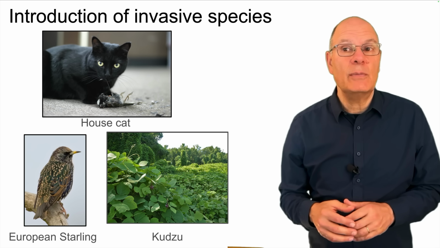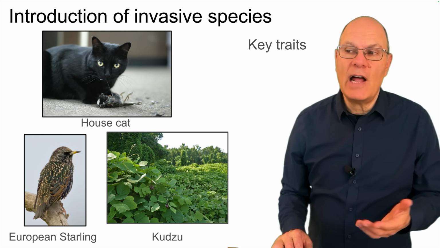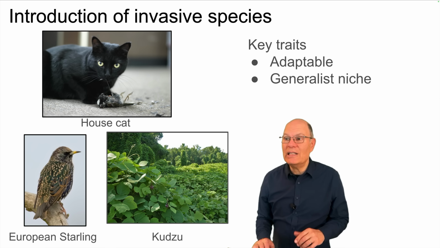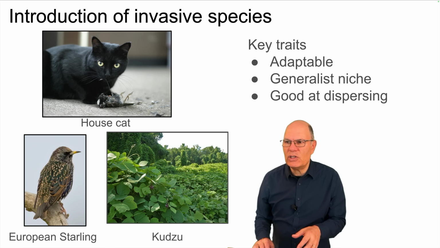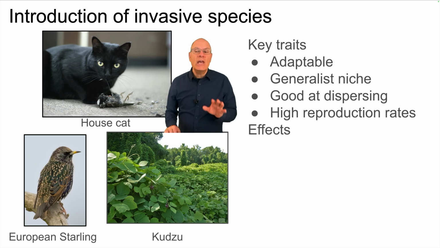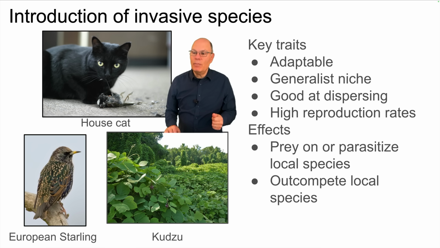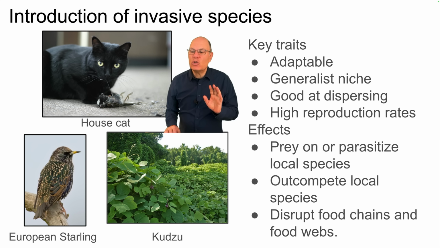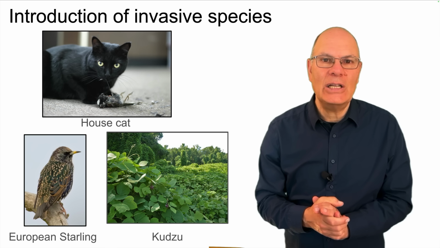Another cause of ecosystem disruption is the introduction of invasive species. Invasive species have the following characteristics. They're highly adaptable. They tend to be generalists in terms of their niches. They can figure out many ways to survive. They're good at dispersing themselves. They have high reproduction rates. Their effects include preying or parasitizing local species in the new area where they arrive, outcompeting local species, and disrupting food chains and food webs. Again, invasive species, another main cause of habitat disruption.